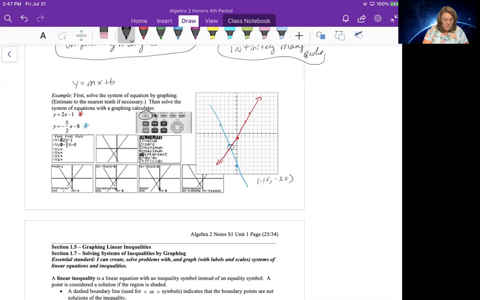So 2x, where do I find the x? I press this button right here, where it has the values of x, comma, t, comma, theta, comma, little n, okay? That'll put an x in that equation. So 2x minus 1, and then you will down arrow to the y2 line and type in -5/2 times x and minus 8.